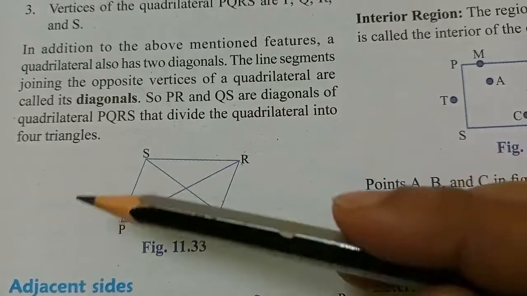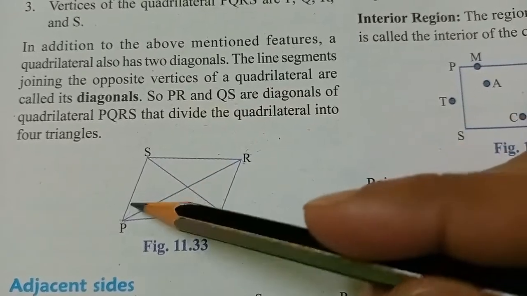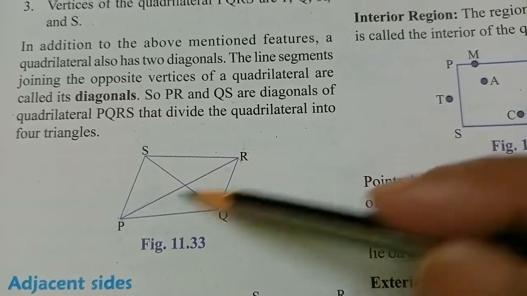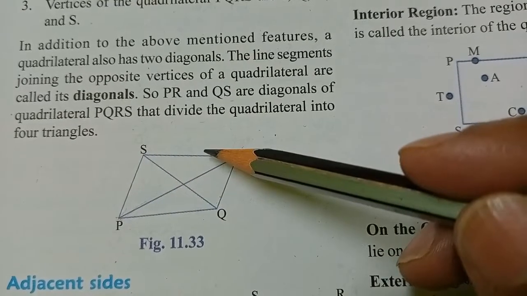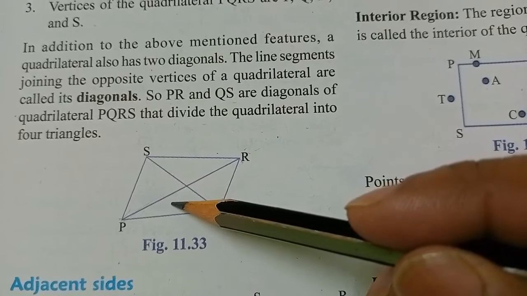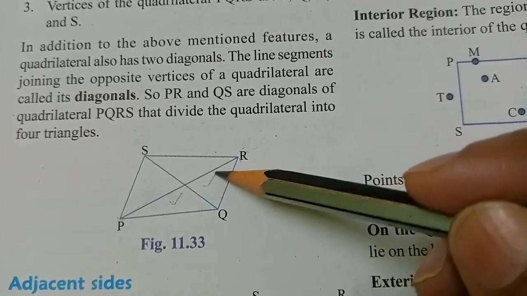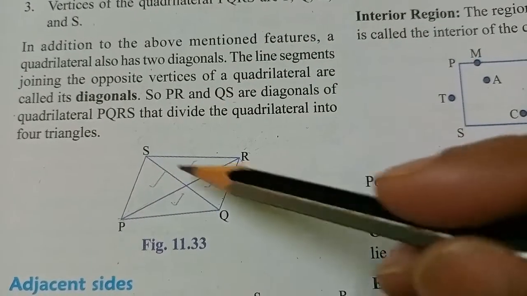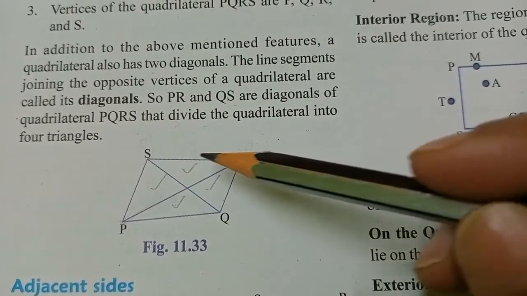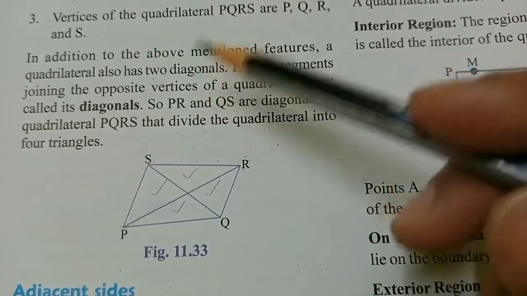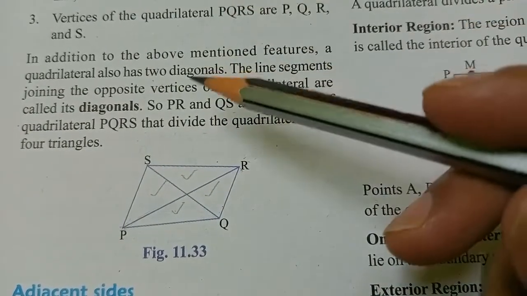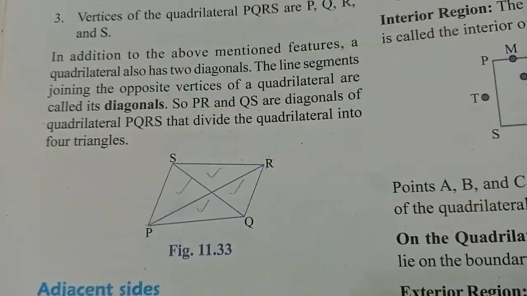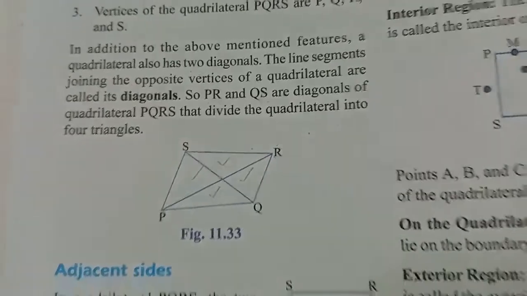They divide the quadrilateral into four triangles. You can see these two diagonals are dividing the inside part of this quadrilateral into four parts, four triangles. That means this triangle, first triangle, second triangle, third triangle, fourth triangle. Okay, so these diagonals divide the quadrilateral into four triangles. Now understood the concept of quadrilateral? Quadrilateral has four sides, four vertices, four angles and two diagonals. So I hope you have understood about the quadrilaterals.